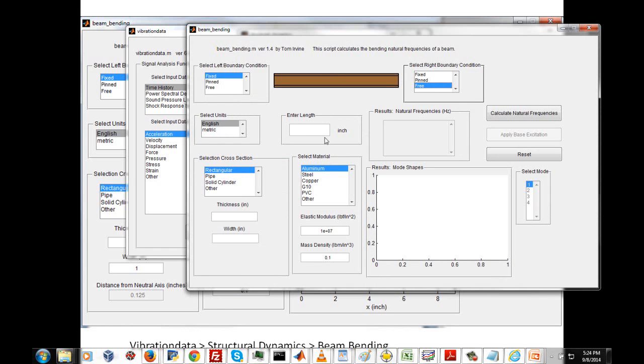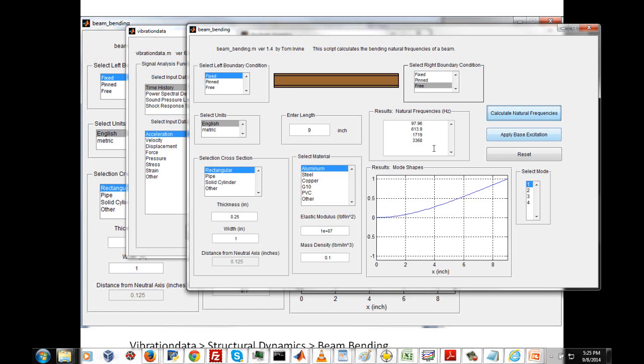It will be English units and 9 inches long. Materials aluminum. We'll have a rectangular cross section, and our thickness is going to be 1/4 inch thickness. The width will be 1 inch width. And let's go ahead and calculate the natural frequencies. So we see the first 4 modes, the modal frequencies of the first 4 modes shown in this box here. So the first is about 98 Hertz, and then about 614, 1719, and 3368 Hertz. Here's a picture or image of the first mode.